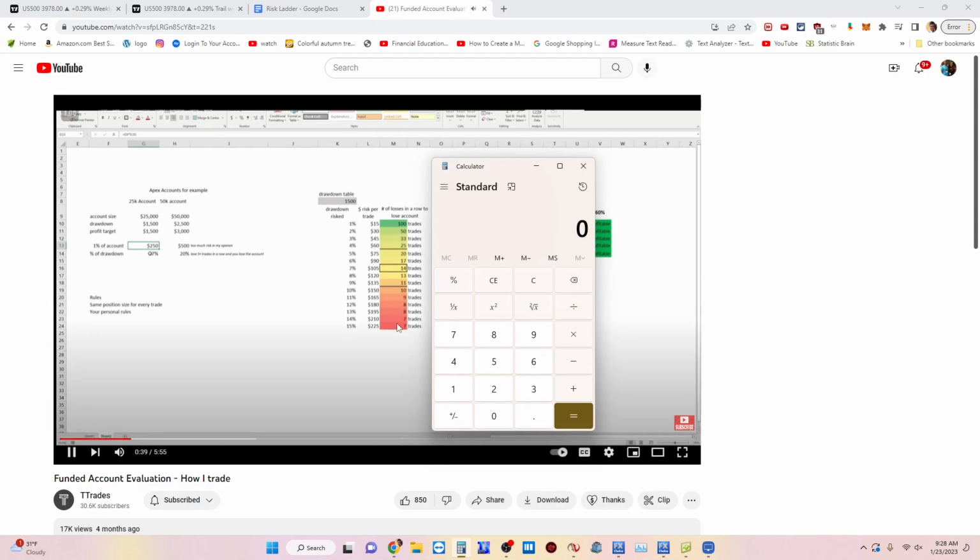Until you lose 6 trades in a row, your account is gone. And similarly with the $500 drawdown in the 50K account, if you lose 5 trades in a row, your account is gone. You don't really have the 25K and 50K accounts. You actually have a $1,500 and $2,500 account. So yeah, it'd be thinking about that.